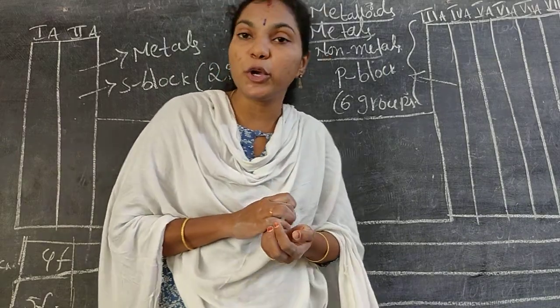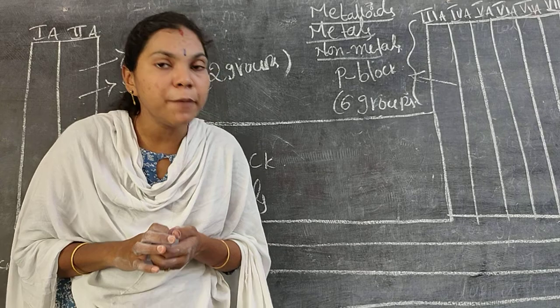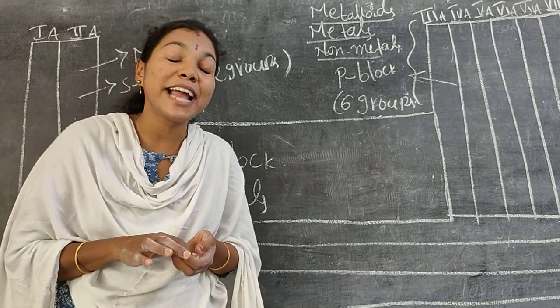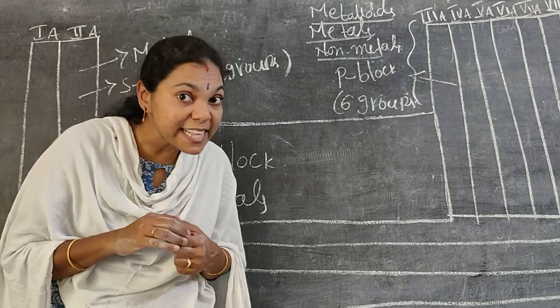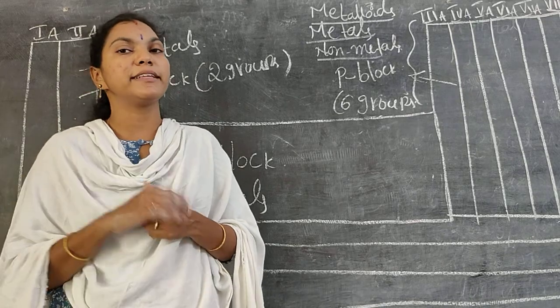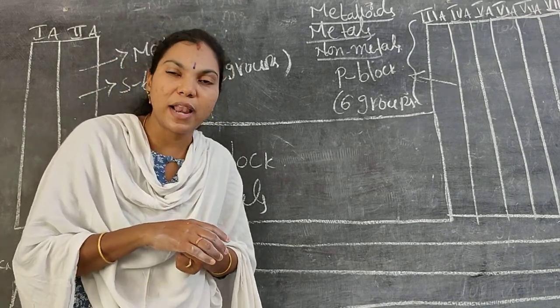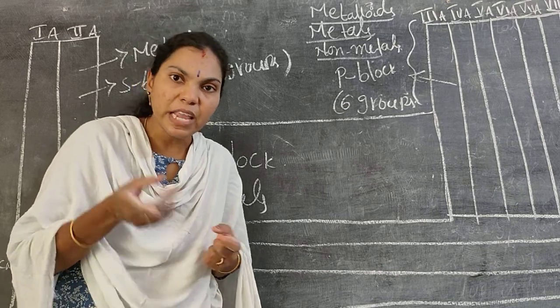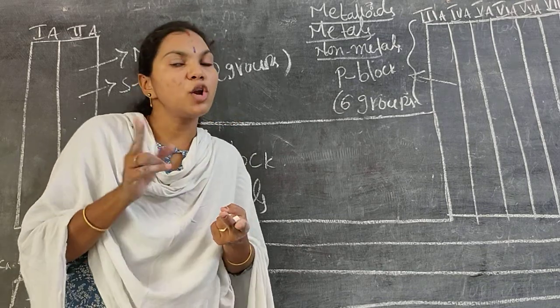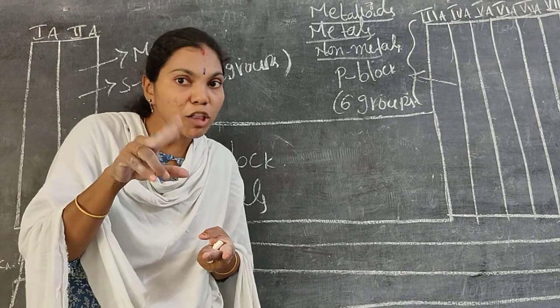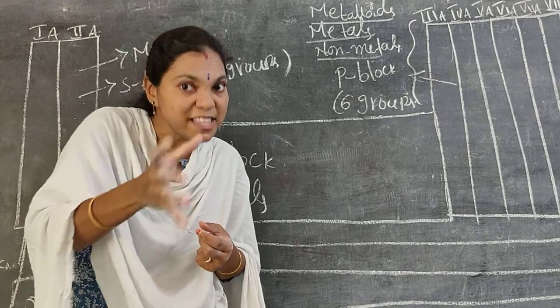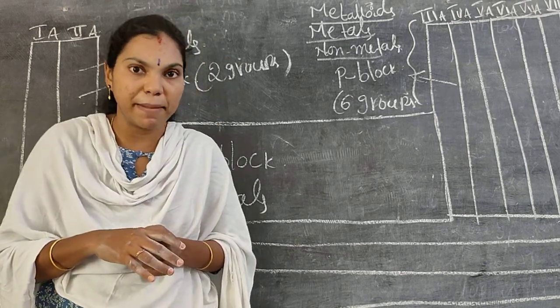I already told you what is meant by a metalloid. A substance that can show both metallic properties and non-metallic properties is known as a metalloid. Metallic properties are there, non-metallic properties are there. Both properties are present in one substance, known as a metalloid.